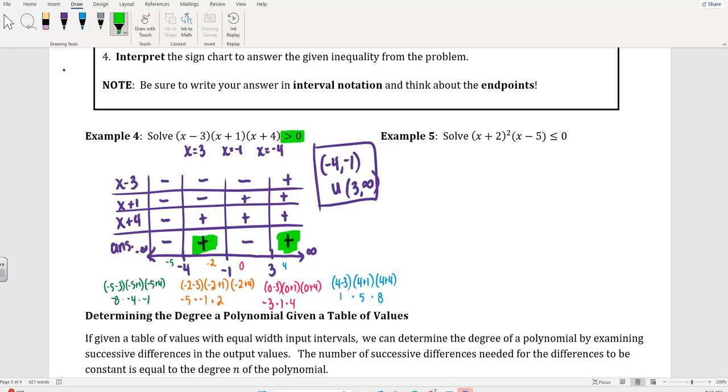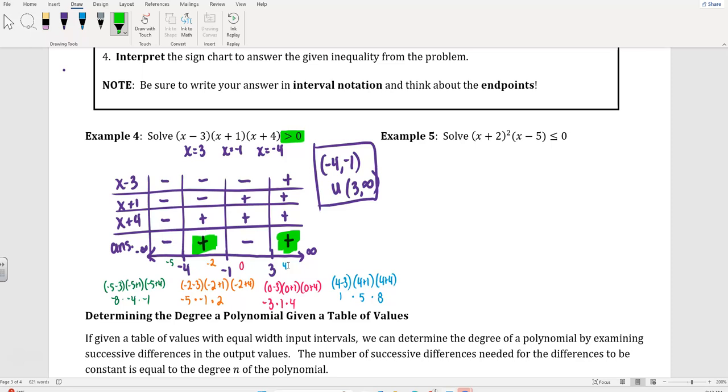So if it makes more sense to you to not worry about this chart, you have to do the number line either way, but if you don't want to make the big chart, then just plug values into the full equation. But if you would like to use the chart, it is sometimes quicker.